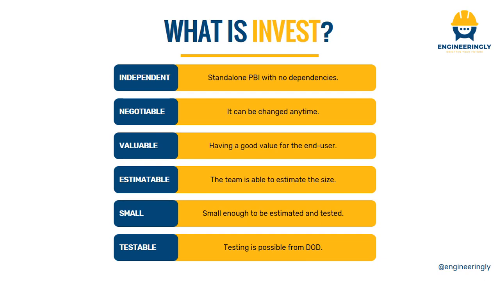First of all, it should be independent. So it should be a standalone product backlog item with no dependencies with other items in the product's backlog. It should be negotiable. As we know, Agile is change-driven, which means that the requirements of the stakeholders will change in short amounts of time. So a good user story should be negotiable. And we should ensure that we can make adjustments to the user story whenever it's required or asked by the project stakeholders.